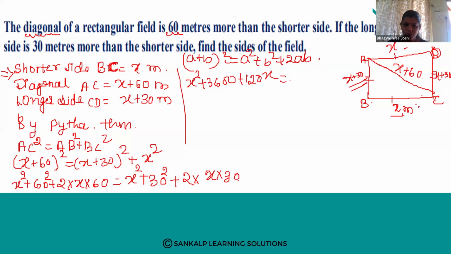Equal to x square plus 30 square, 3 3s are 9 and 2 zeros, plus 2 into 30 into x, 2 30s are 60, so 60x. Now, x square plus 3,600 plus 120x is equal to x square plus 900 plus 60x plus x square. See here, plus x square is also there.